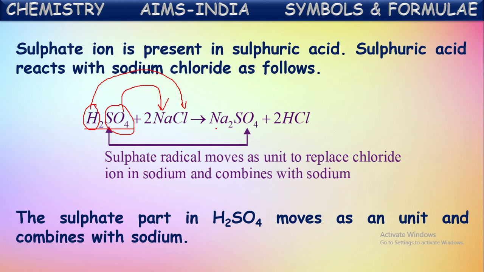Some other examples for radicals: ammonium ion, ammonium radical, NH4 plus, a positive radical which is carrying one unit positive charge. These all together will participate in the chemical reaction as one unit. Like this, the group of atoms which are carrying charge are called radicals. That's about ions and radicals.